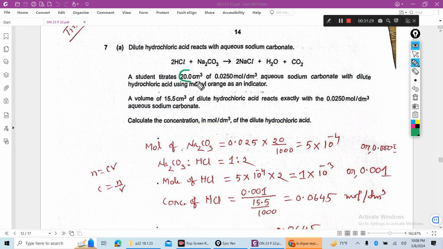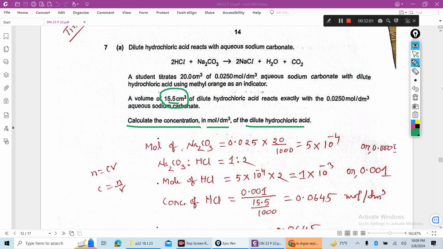Sodium carbonate volume is given and concentration is given. A volume of 15.5 cm³ of dilute hydrochloric acid reacts exactly with 0.02 mol per dm³ aqueous sodium carbonate. Hydrochloric acid volume is given, 15.5 cm³. You are asked to calculate the concentration in mol per dm³ of dilute hydrochloric acid.